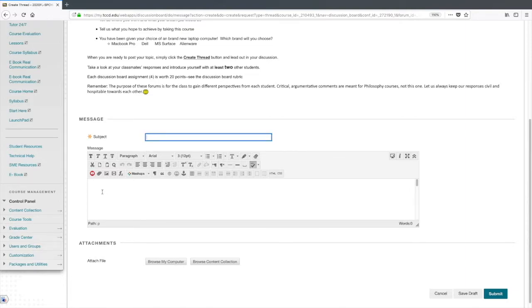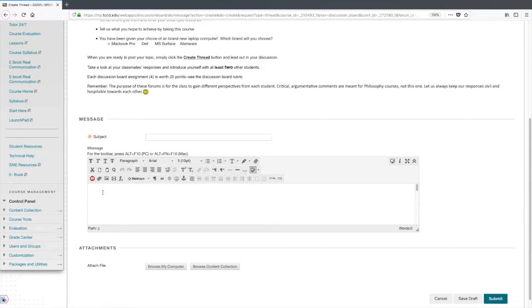And then in this text box right here, you will type in your initial post. Remember, it's 150 words minimum for your initial post, and then submit, and then you start looking at what other students have written, and then you respond to 2 of your classmates. And that response should be at least 50 words minimum, and then submit. So you'll go back to this to respond to 2 of your classmates. Remember that.